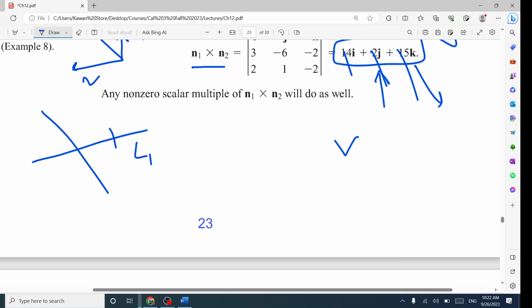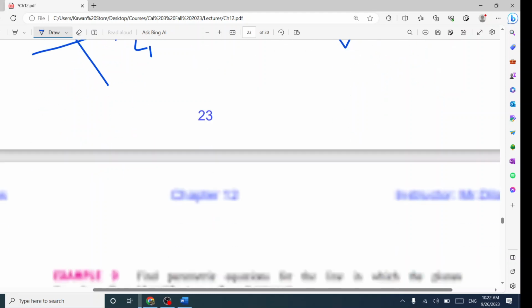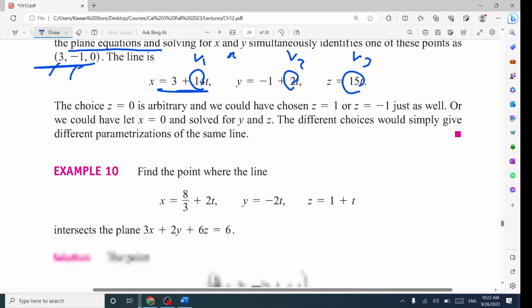Example 8 and 9 together are very important. Now let's find other things with the plane intersection. Before, in the previous lecture, we talked about lines and distances. Now we are talking about planes, parametric equations on the plane, points on the plane. Now find the point where the line intersects the plane.